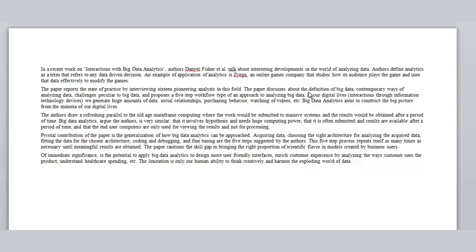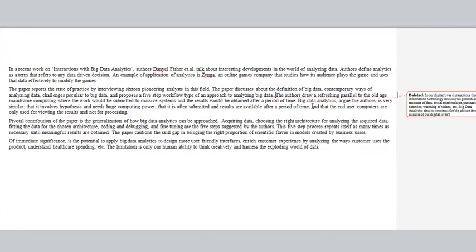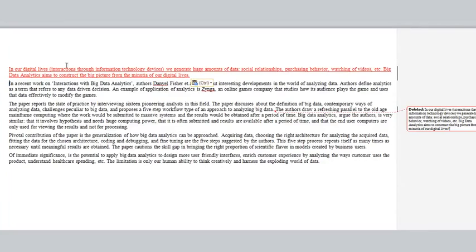So we get this nice statement down in the second paragraph: in our digital lives, we generate huge amounts of data, and that's the crux of big data analytics. So let's just start with that. Let's pull that up and move it right to the beginning. So, in our digital lives, and we're not going to want to start with the parentheses there, but I don't think we need that. So let's just start with, in our digital lives, we generate huge amounts of data. And then a nice colon here: social relationships, purchasing behavior, watching of videos, etc. I'm going to change that to video watching just to be parallel here, video watching.